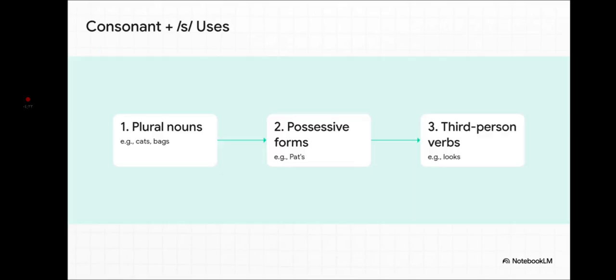This next one, you are going to see this one all the time. It's probably the most common final sequence in all of English. And why is that? It's all about grammar. We tack on an S for plural nouns like cats, for possessive forms like Pat's car, and for third-person singular verbs like he looks. It is literally everywhere.